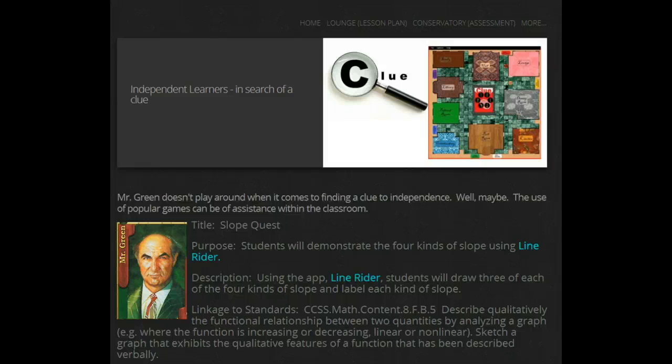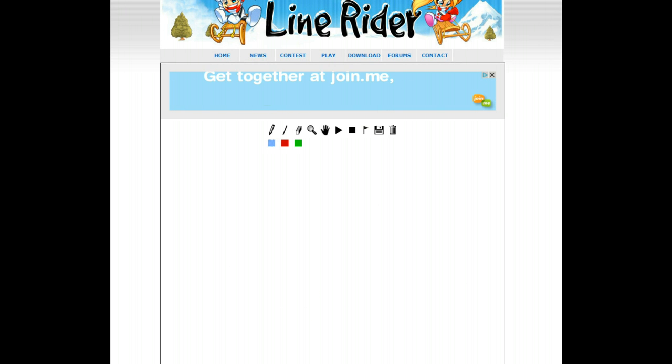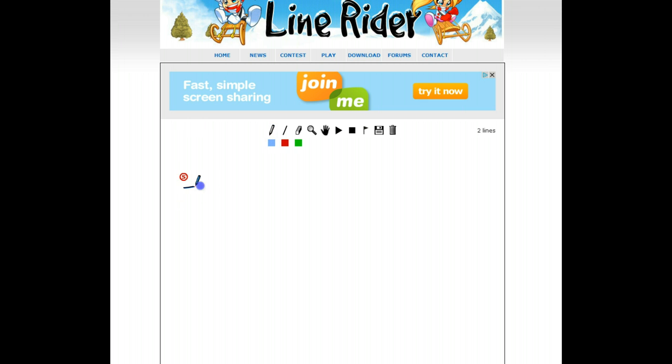In the billiard room, Mr. Green doesn't play around when it comes to finding a clue to independence. Well, maybe. The use of popular games can be of assistance within the classroom. In the slope quest, students will demonstrate the 4 kinds of slope using a game called Line Rider. Students will draw 3 of each of the 4 kinds of slope and label each kind of slope. They will take a screencast of what they have drawn with their labels and present to the teacher.